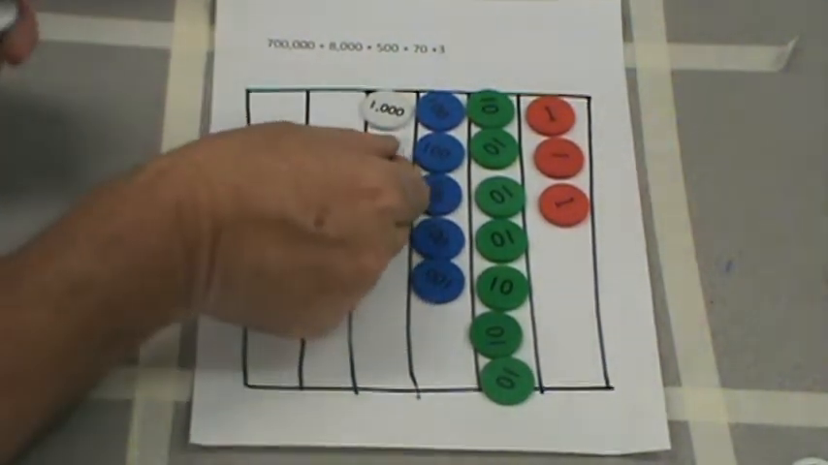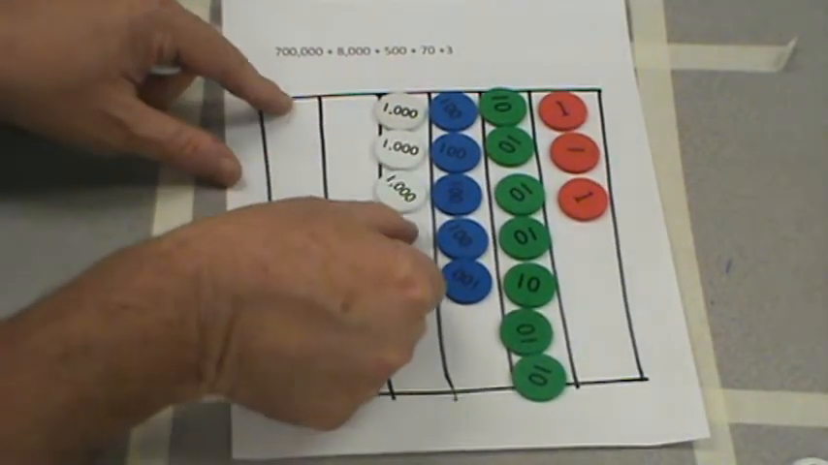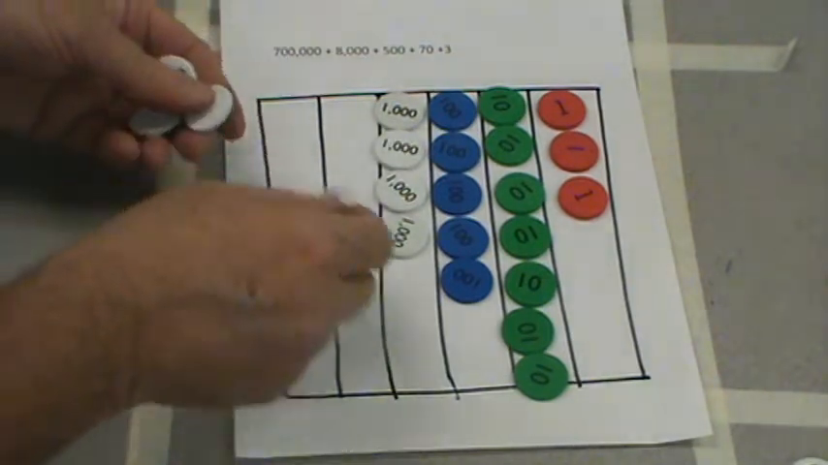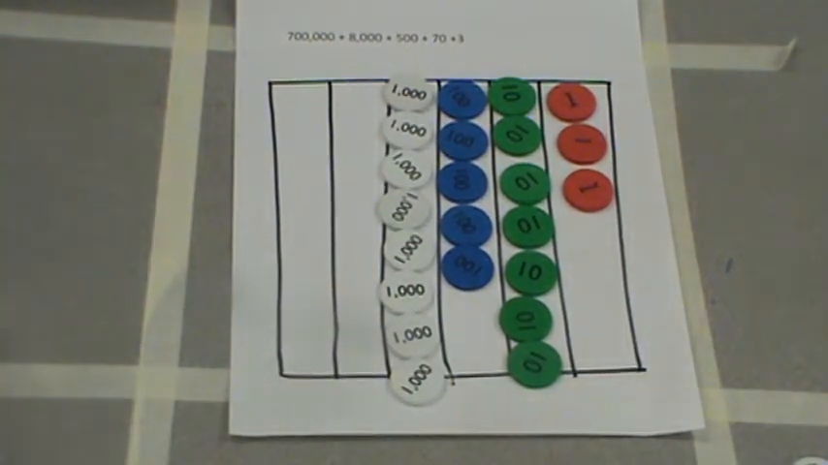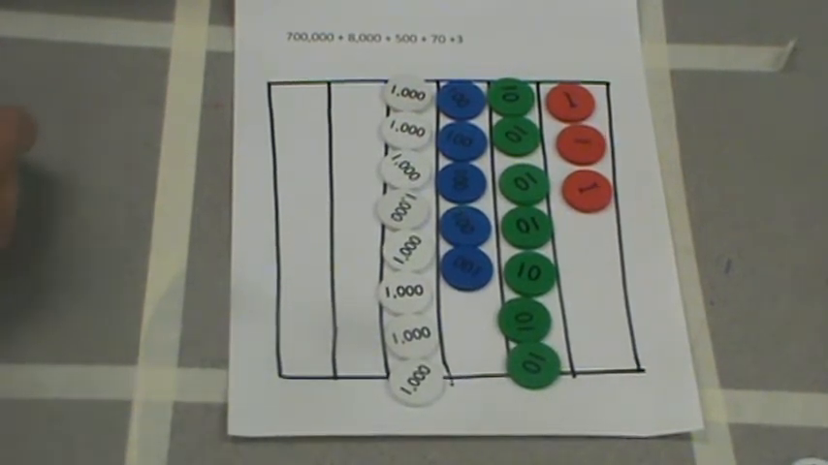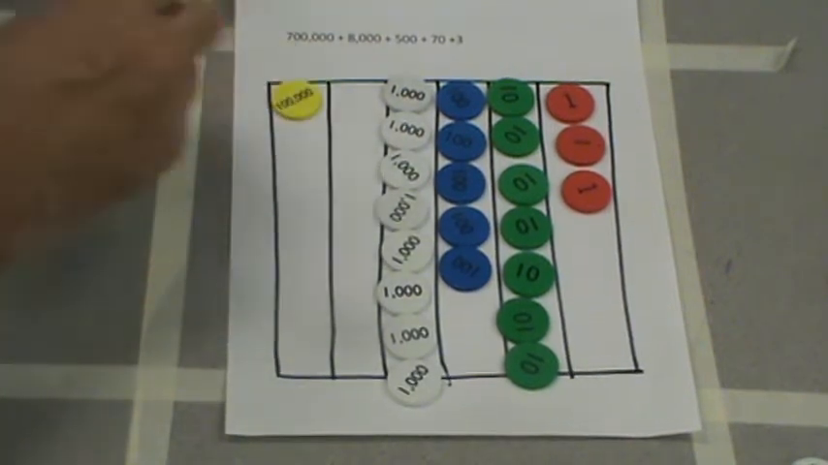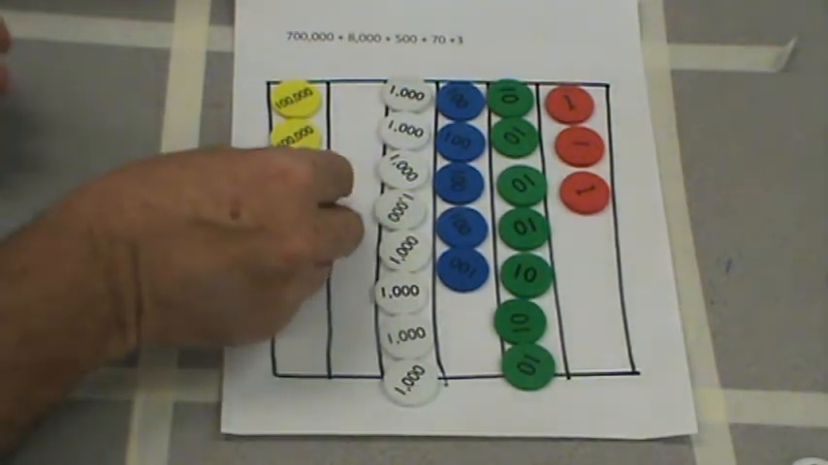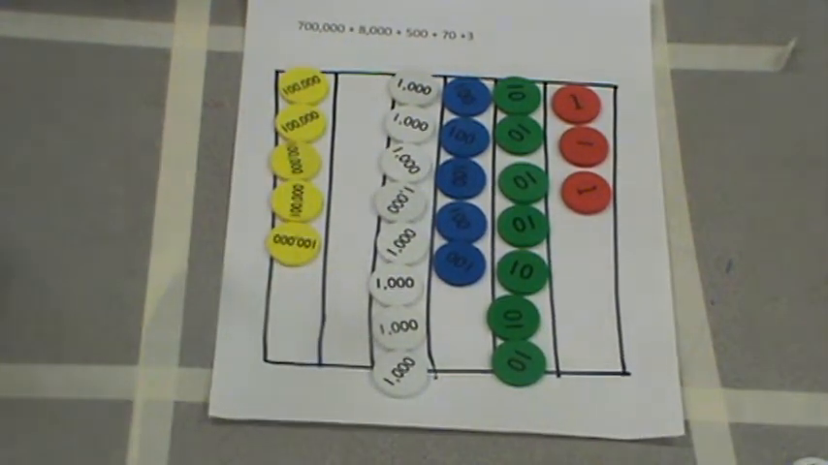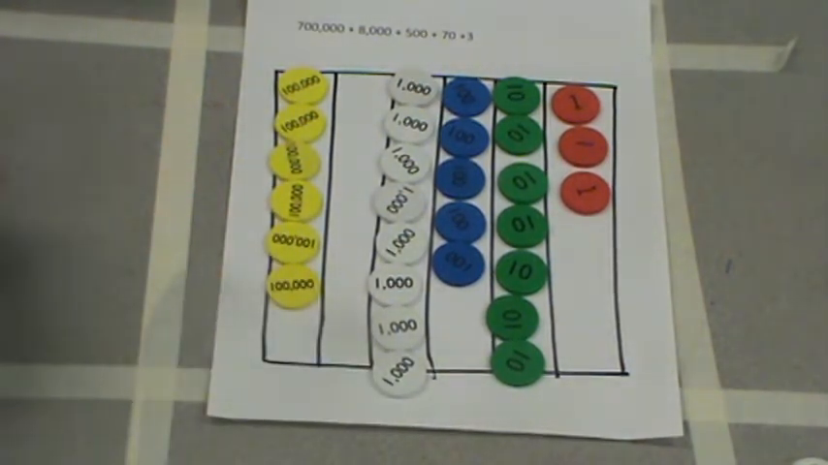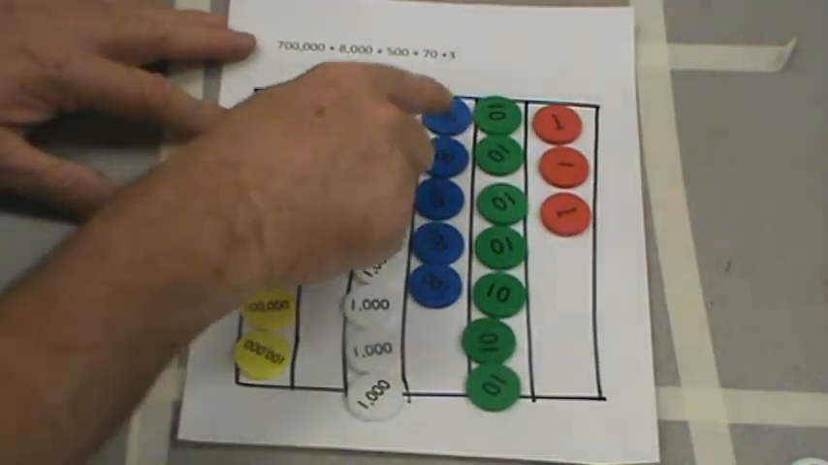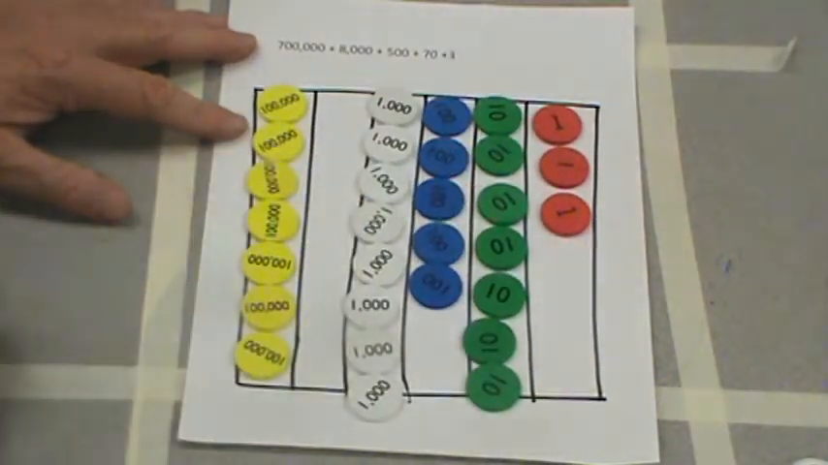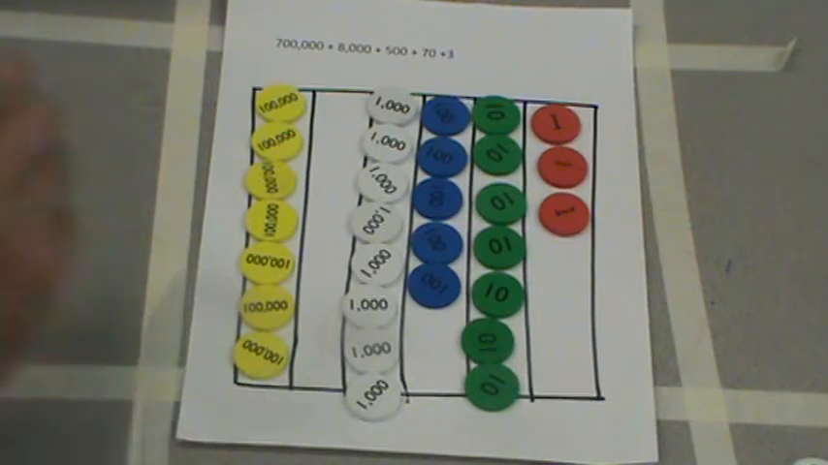1, 2, 3, 4, 5, 6, 7, 8. All right? And do we have any 10,000s? It doesn't look like it. But we have 700,000. Hot diggity dog, that's a lot of 100,000s. So we'll say 100,000, 200,000, 300,000, 400,000, 500,000, 600,000, 700,000. Look at this. There's our 700,000. There's our 8,000. There's our 500. There's our 70. And there's our 3.